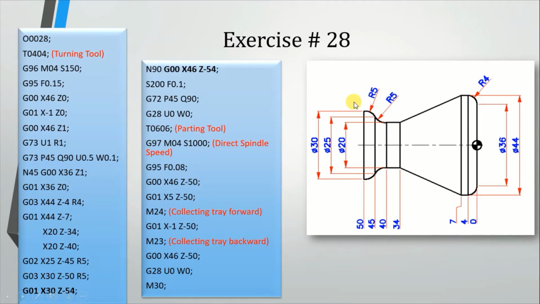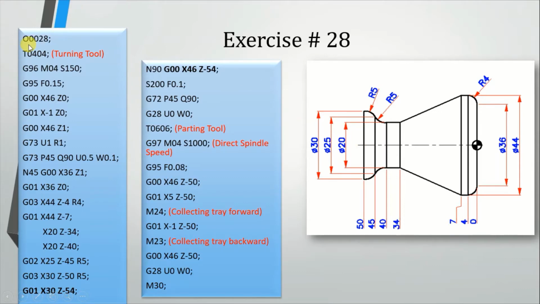In our last exercises we just used one tool. In this exercise we will use two tools: one will be the turning tool and the second tool will be the parting tool. It means that after making this shape we will part off this workpiece.